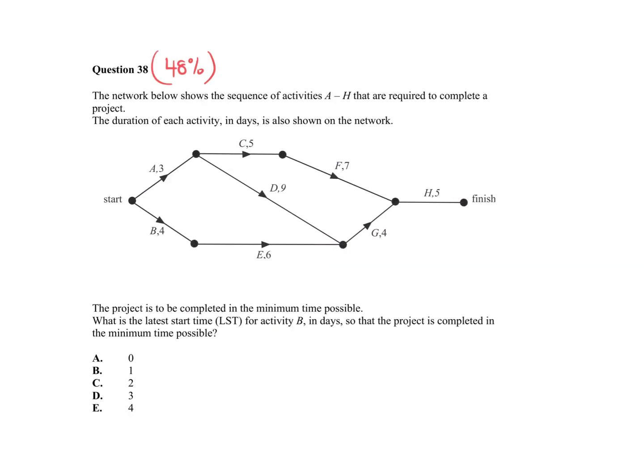All right, let's go. The network below shows the sequence of activities A to H required to complete a project, the duration of each activity in days is shown. The project is to be completed in the minimum time possible. What's the latest starting activity time for B in days so that the project is completed in the minimum?